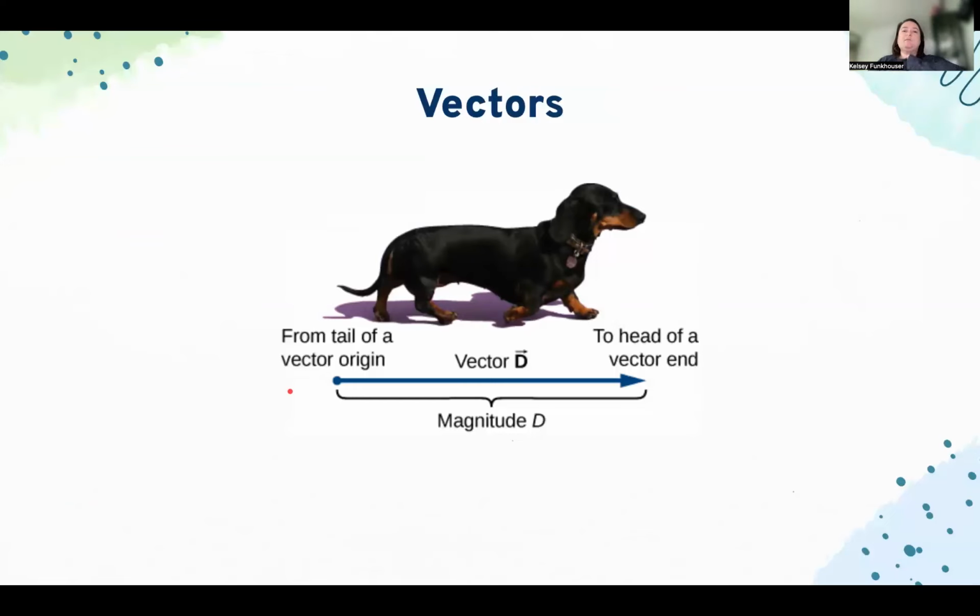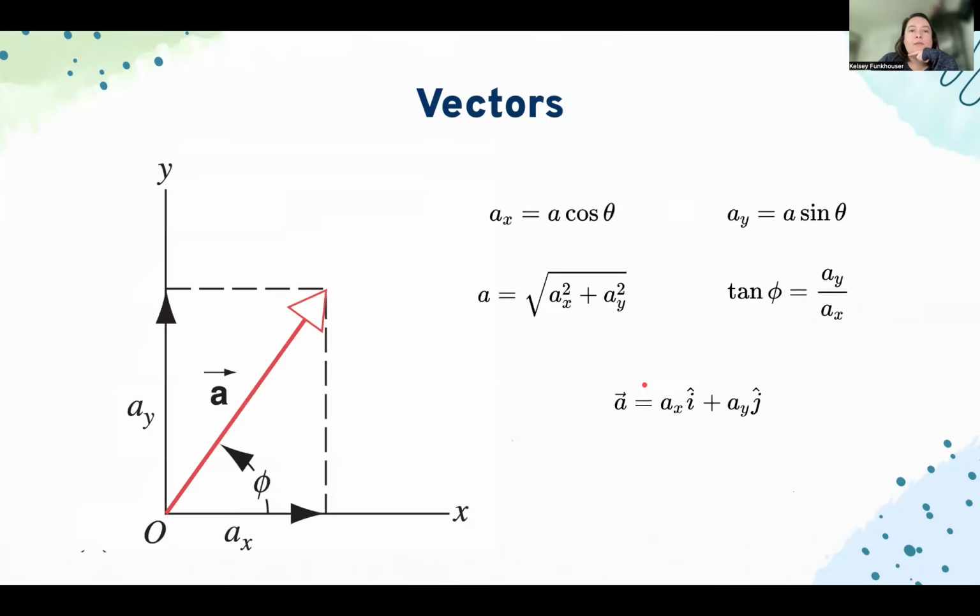Now, vectors. We're going to be using vectors a lot because a lot of quantities in physics have both a magnitude and a direction, which is described by a vector. So the length of the vector shows the magnitude of the quantity, and the direction of the vector tells you the direction of the quantity. This is how we're going to work to understand vectors.